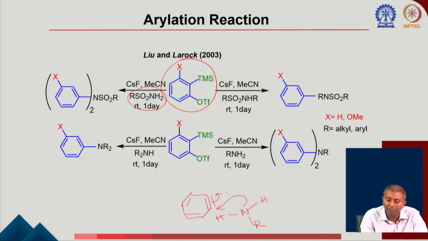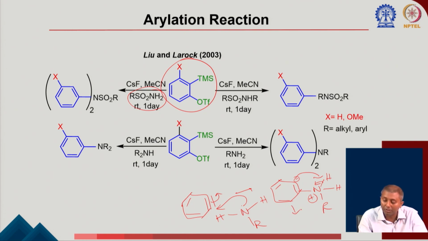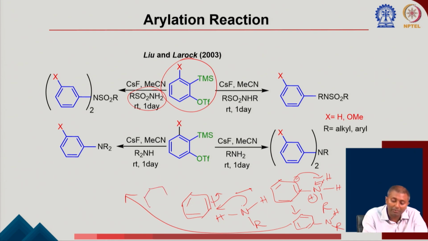Once it attacks, if you remember, it is going to form some sort of anion here, minus, plus. Now this can take this proton from here. So after you form the product, what is your product? In the product also you have another H here and NR. So this is not going to stop here. If you take a primary amine, this can take part in another reaction with a benzyne. You can take another benzyne and do a very similar type of reaction.